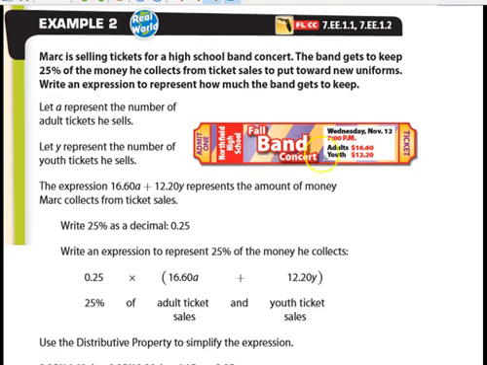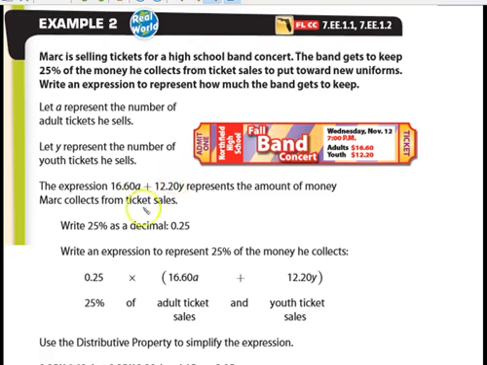Okay? So they give you the expression. A is the amount of tickets for the adults that he sells, and Y for the youth. Obviously, A, adult, Y, youth. So then they give you the expression. $16.60 times A gives you the amount of money he made from selling adult tickets, plus $12.20 times Y is the amount that he makes for the youth tickets.